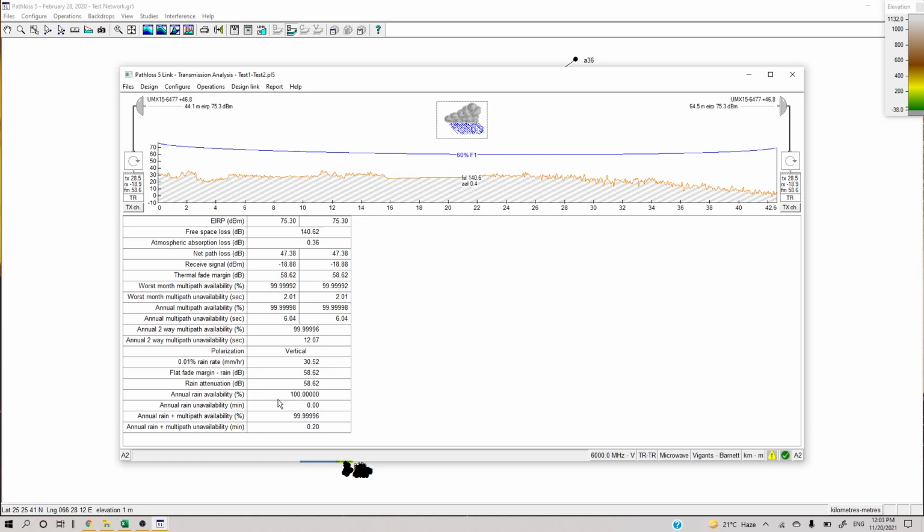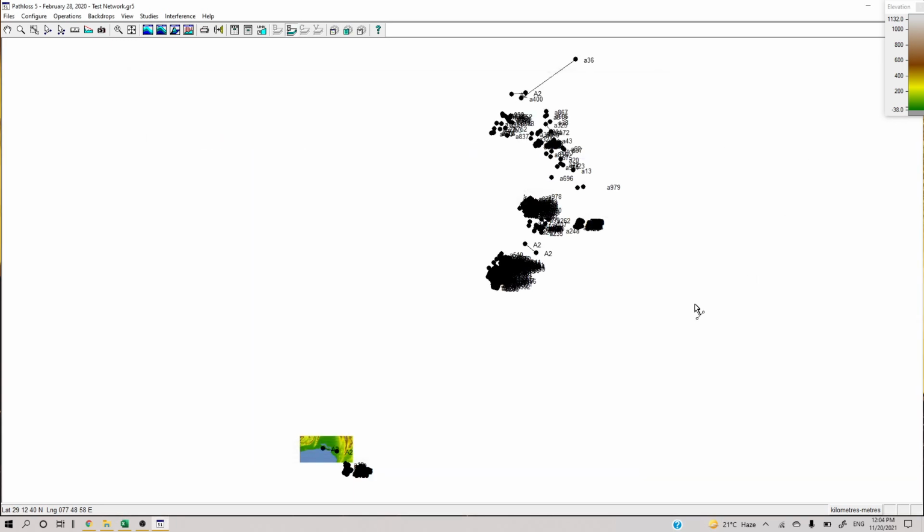So here you can see that the link is not affected by rain at all. The annual rain availability is 100. And it's also a good link. I mean, you have 6 nines. So 6 nines means you are very good. Even though we are crossing the sea, still the link is showing that it's fine.